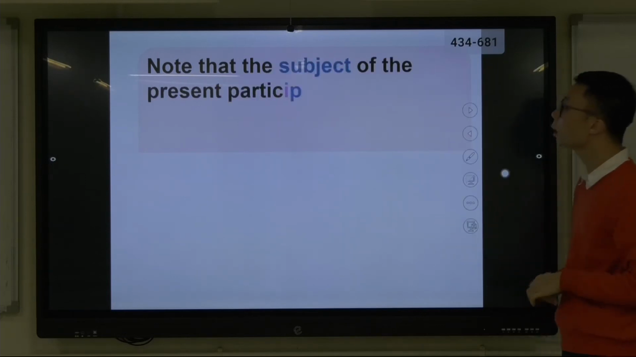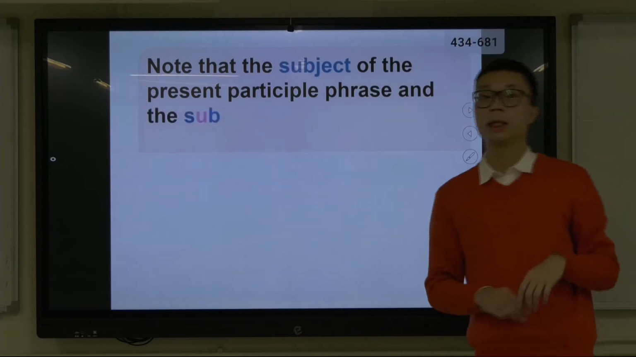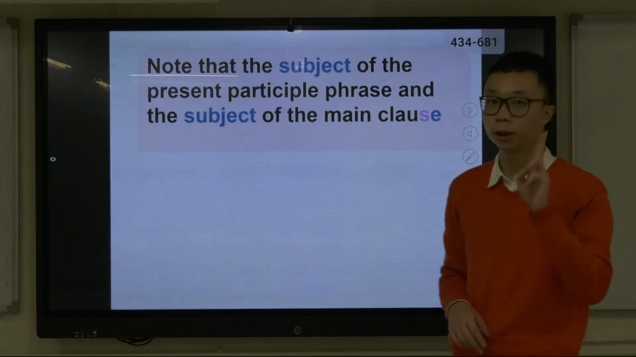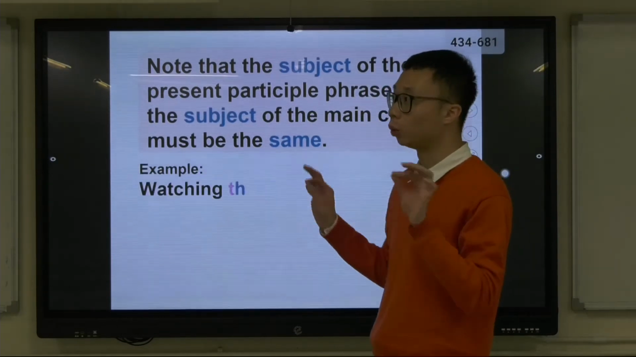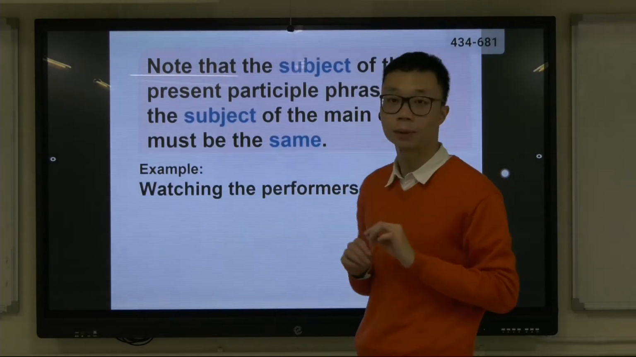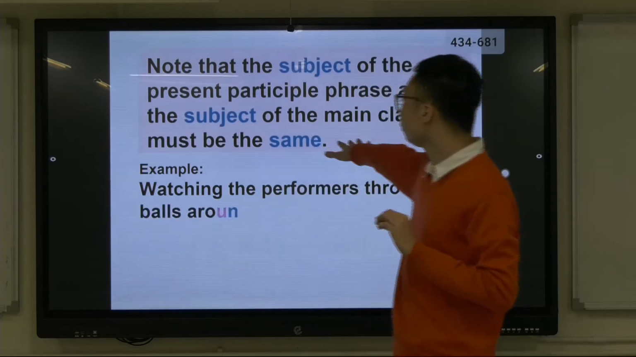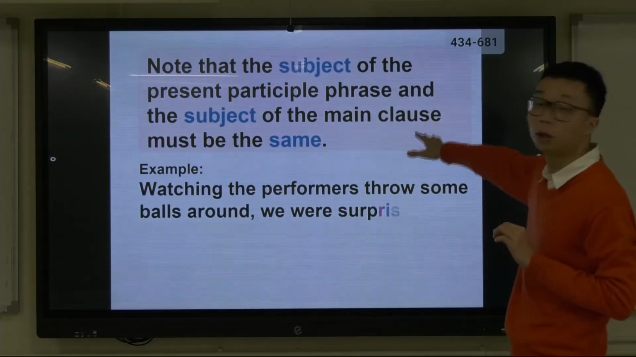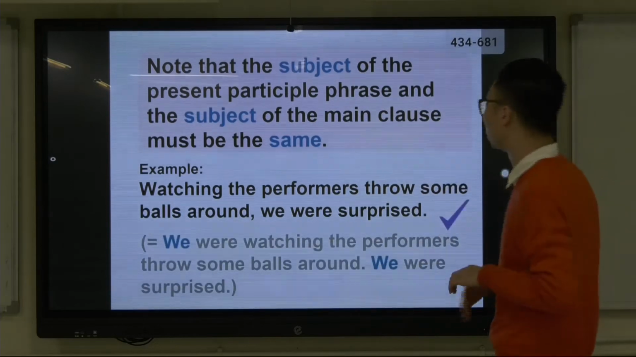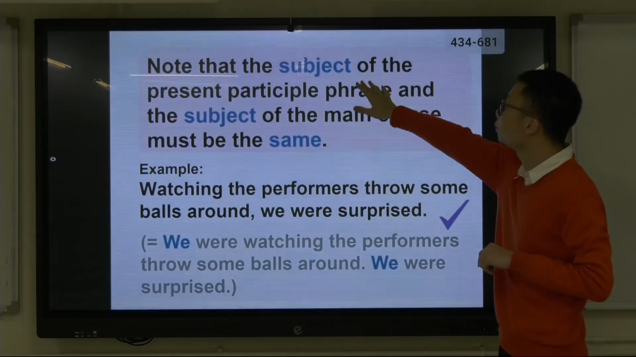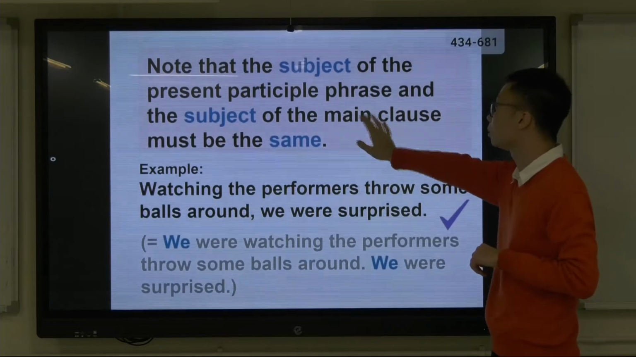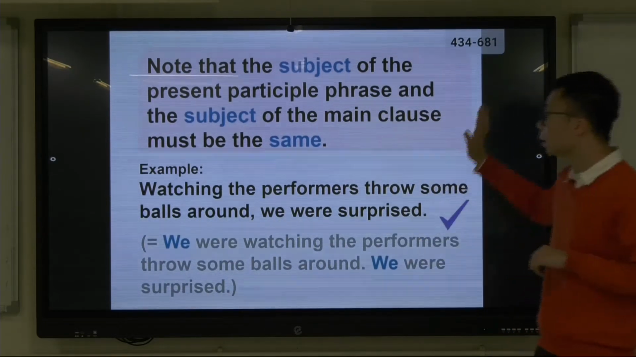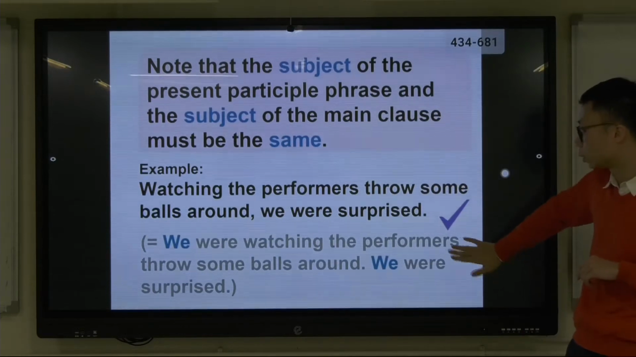Here's one thing I mentioned: when you merge two complete sentences into a present participle phrase, here's the thing you may get confused about. Just make sure you are on the same page. The subject of the present participle phrase and the subject of the main clause must be the same. So let's quickly look at an example. Look at this one first.